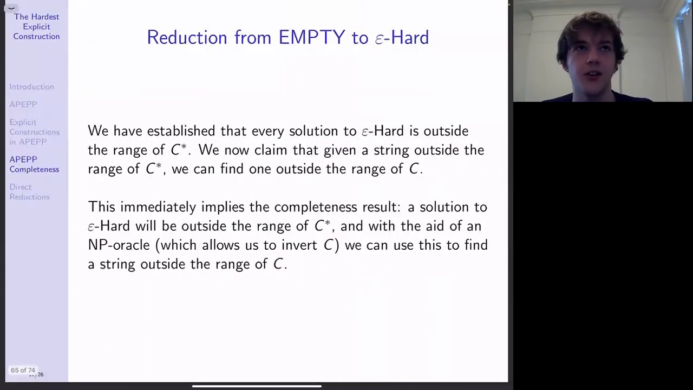So at this point, we're very close to finishing the reduction. What we have done is we've established that from any c, we can construct c star so that any solution to epsilon-hard is necessarily outside the range of c star. The next step is just to show that given a string outside the range of c star, we can use it to find something outside the range of c, which is our original problem EMPTY.